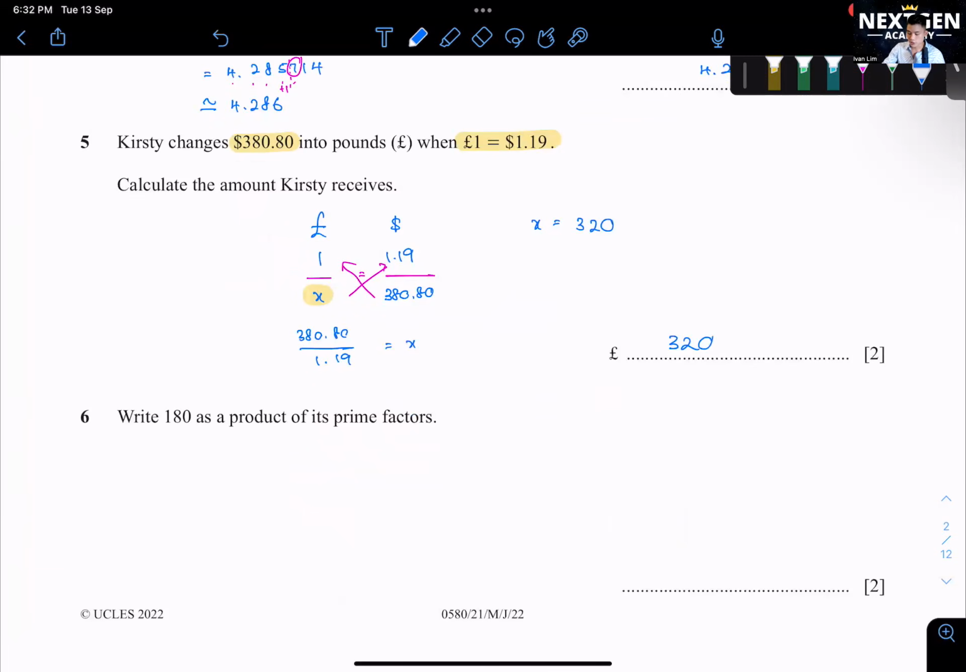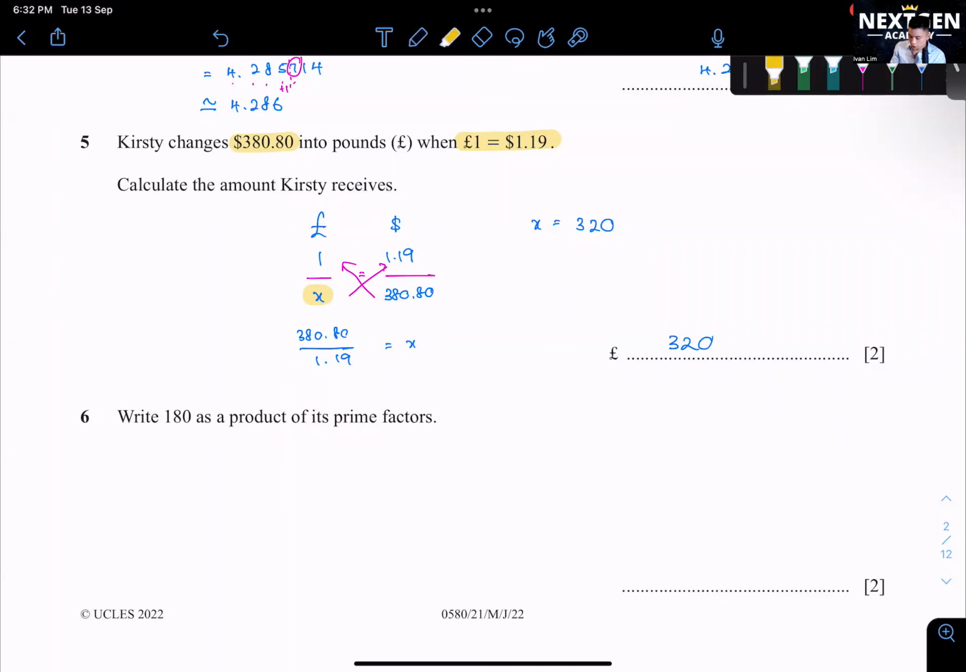Question 6. Write 180 as a product of its prime factors. Actually, there's a trick with your calculator. You know the trick, I taught you, but this only works for the EX calculator. Who's using the MS 570 MS? Then MS cannot do. For those using the EX calculator, I'll teach you a trick.